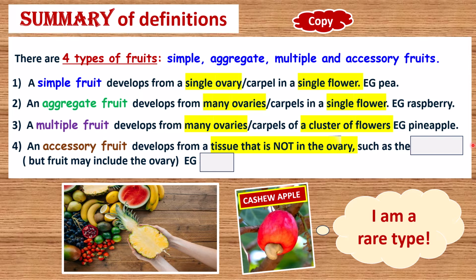Fourthly, an accessory fruit develops from a tissue that is not in the ovary, such as the receptacle. The receptacle is the structure at the base of the flower, but the fruit may include the ovary inside. An example is apple. So there you have it, the definitions for the four different types of fruits, which you can copy into your notebook.